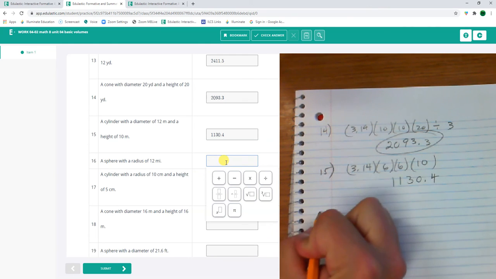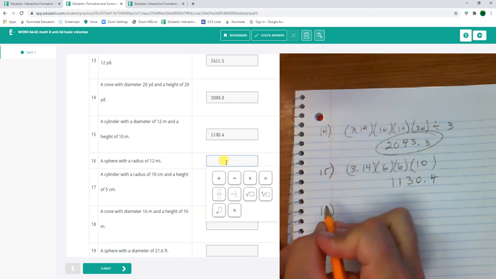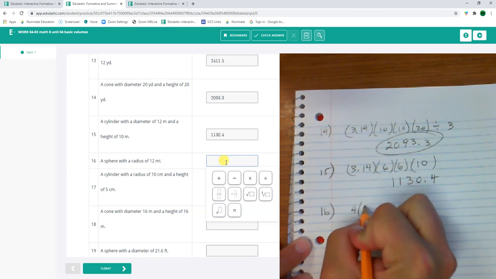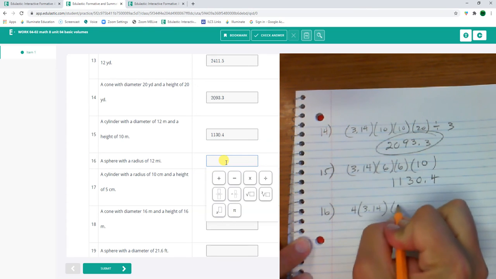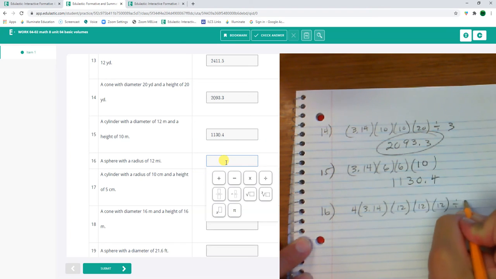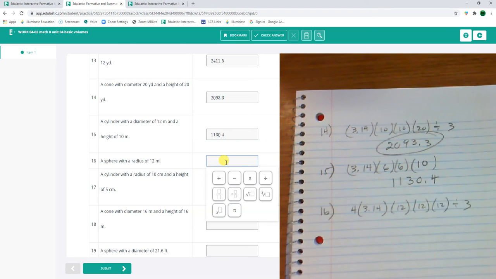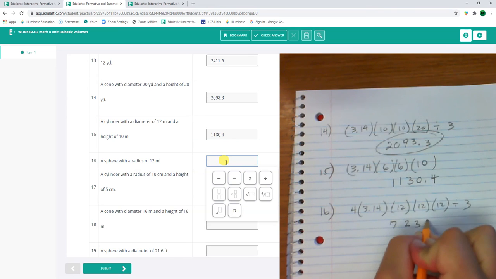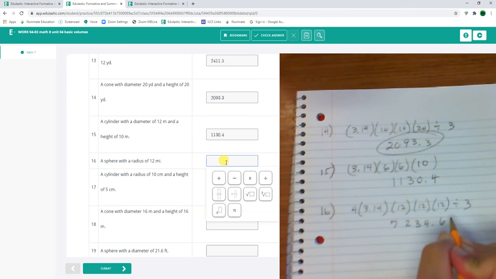Number 16, a sphere with a radius of 12. Radius, okay, so it's going to be 4, 3.14, radius, divided by 3. $7,234.6 with the rounding.